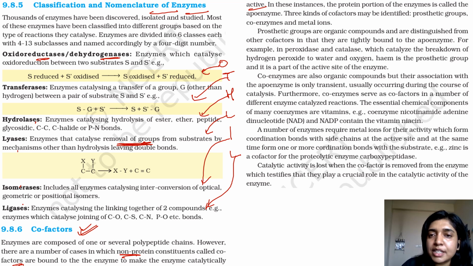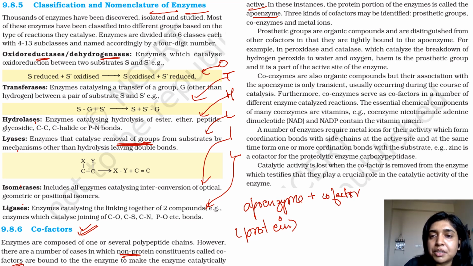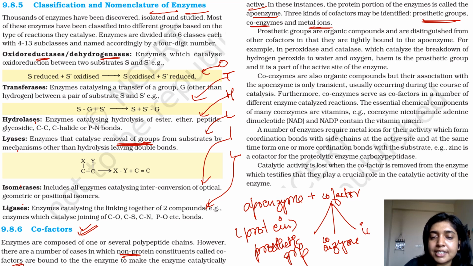Alright, so in these instances, the protein portion of the enzyme is known as the apoenzyme, which is basically the protein. Three kinds of cofactors, apoenzyme plus cofactor. And this cofactor can be any of the three types: prosthetic groups, coenzymes, or metal ions. Cofactor can be prosthetic group, coenzyme, or ions directly.